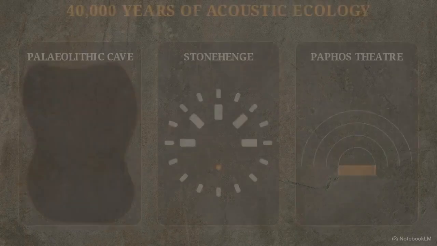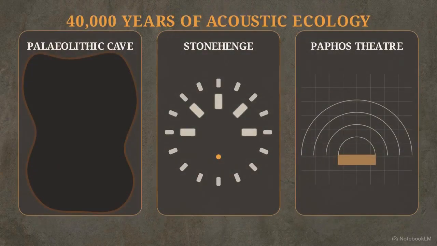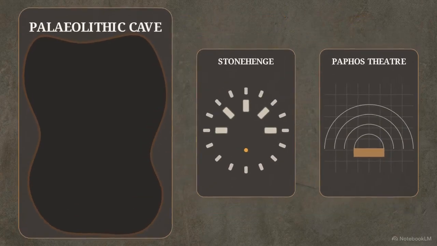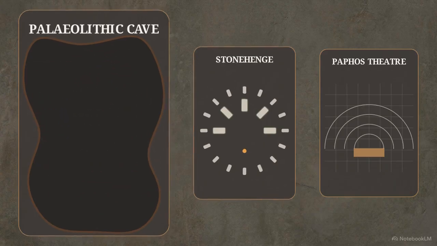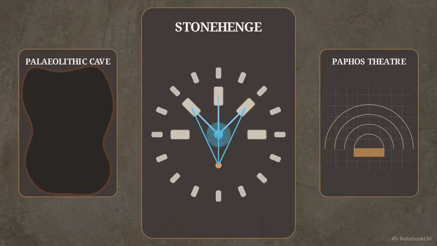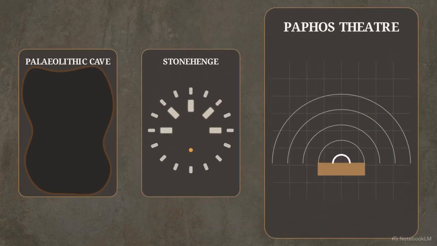The physical record maps a distinct 40,000-year transition in human acoustic ecology. Phase 1 is defined by the animistic appreciation of natural, extreme low-frequency resonances deep underground. Phase 2 shows emergent spatial focusing actively generated by the geometries of megalithic monuments. And Phase 3 achieves the secular, engineered control of Roman performance spaces.